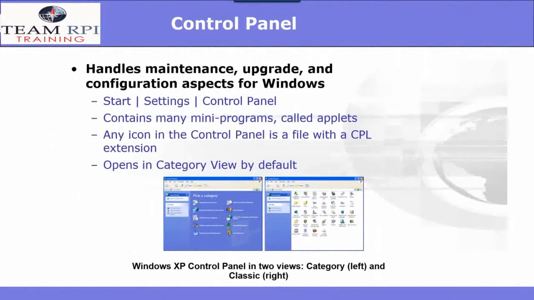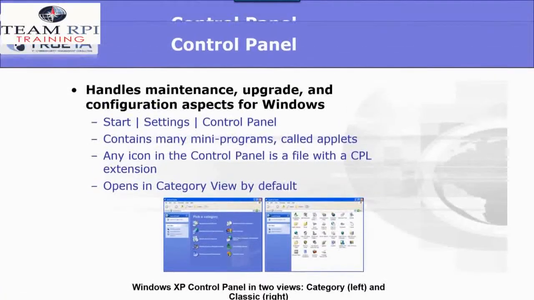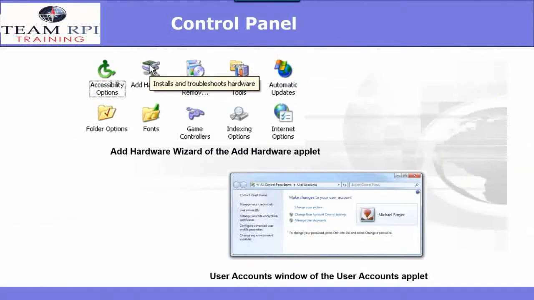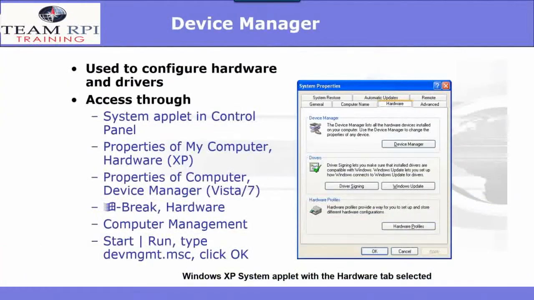The Control Panel handles maintenance, upgrade, and configuration aspects of Windows. For instance, within the Control Panel, I can navigate to Indexing Options or adding new hardware. The Device Manager is used to configure hardware and drivers. You're going to access that through the Control Panel.